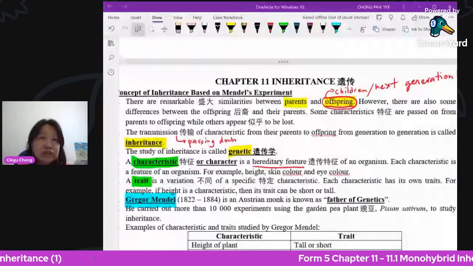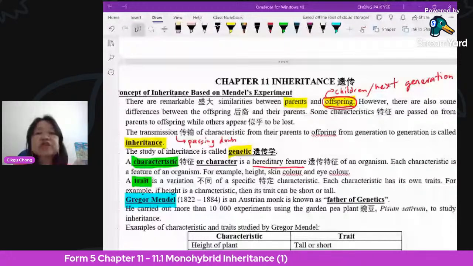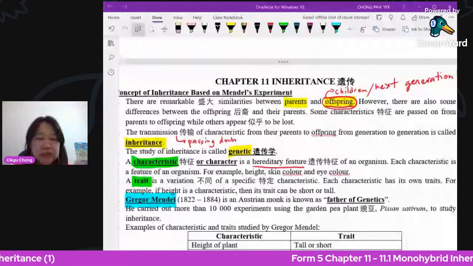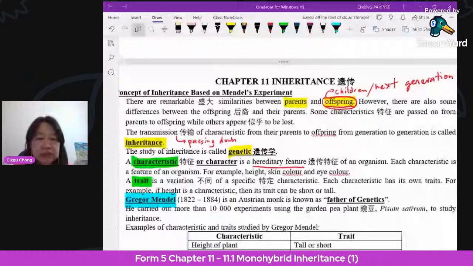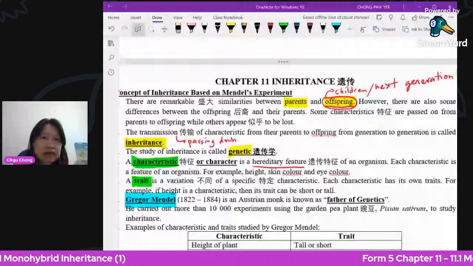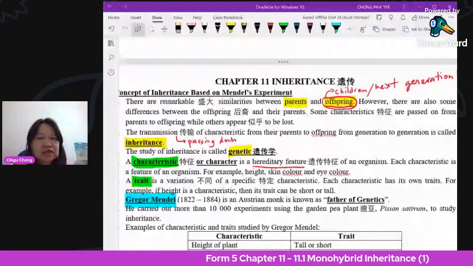Okay, there should be an S here, called genetics. So genetics is one of the branches under biology. It's a specific field under biology. So there are geneticists who study genetics. Now let's look at some certain terms. Now I hope you understand what's the meaning of offspring. I will explain what's the meaning of inheritance and also genetics. Now let's go down to the actual terms you need to understand.